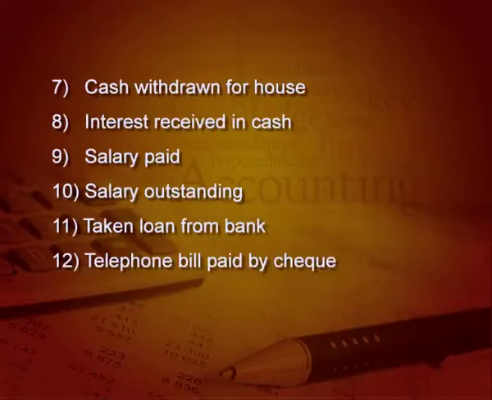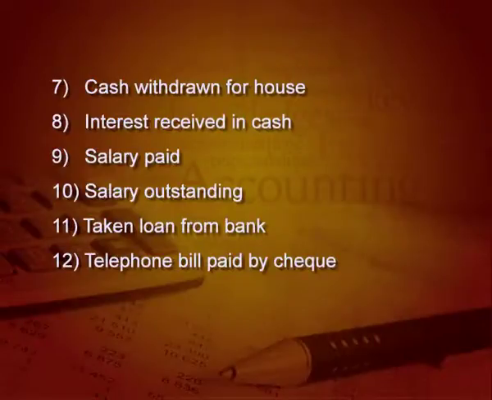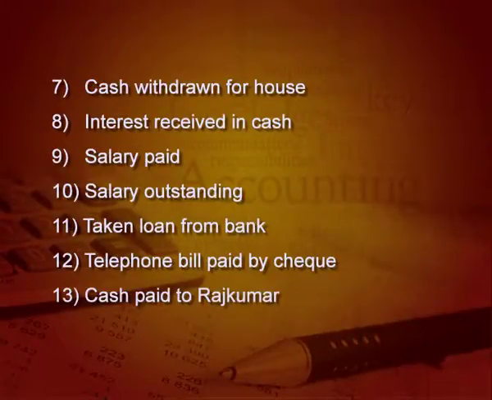Next, telephone bill paid by check. Telephone bill is an expense. So expense will be debited, telephone expense is debit and we are paying by check. So bank will be credit, telephone expense debit to bank account. Next, cash paid to Rajkumar. Rajkumar is the receiver. So Rajkumar account debit to cash because cash is going out, right.